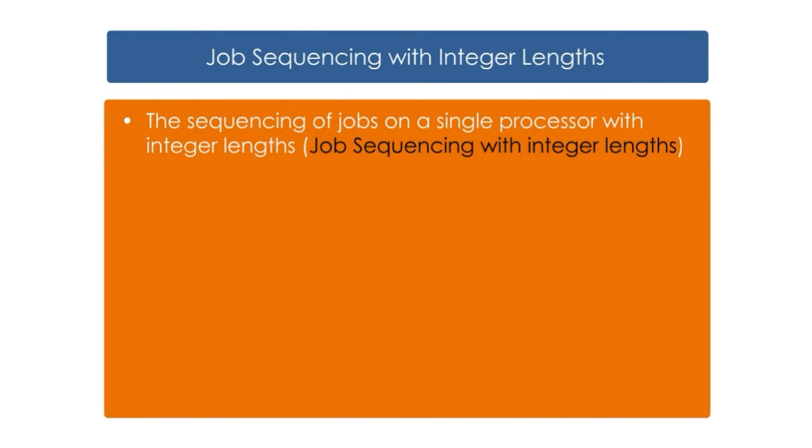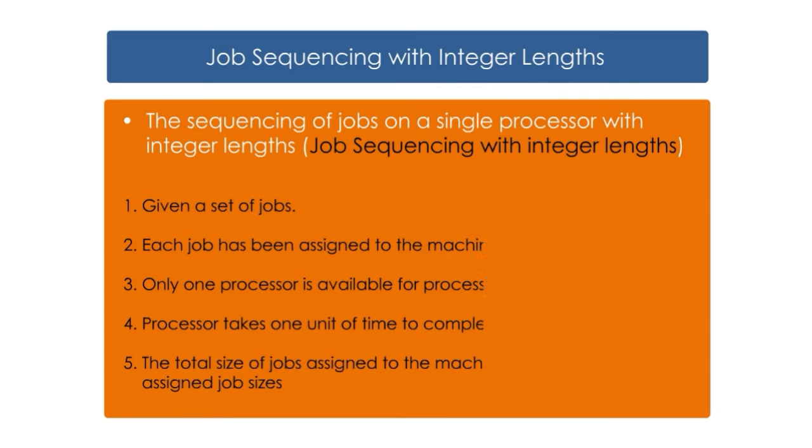The sequencing of jobs on a single processor, with integer lengths, is called job sequencing with integer lengths. Here, we are given a set of jobs. Each job has been assigned to the machines. Only one processor is available for processing all the jobs. Processor takes 1 unit of time to complete a job, and the total size of jobs assigned to the machines will be given by assigned job sizes.